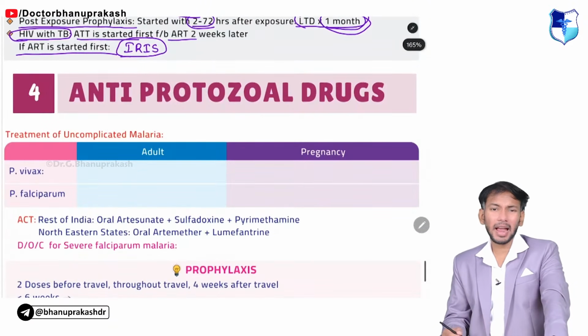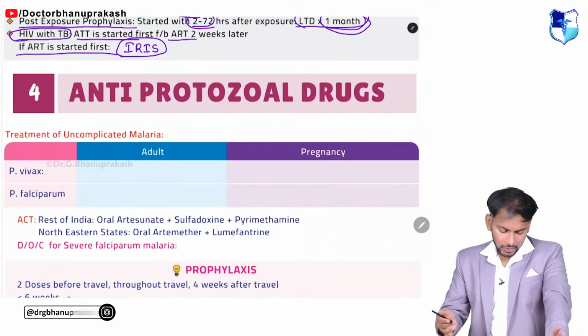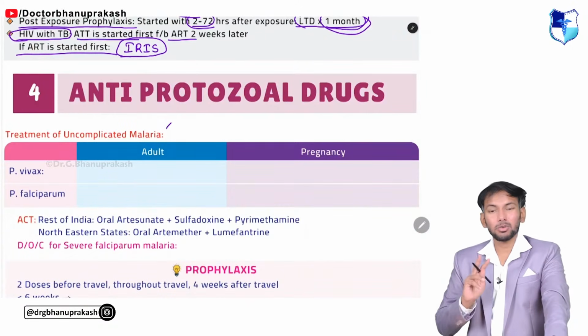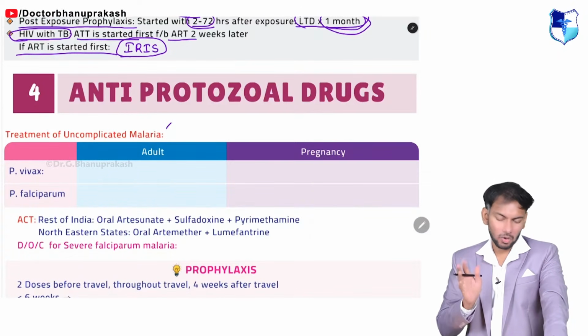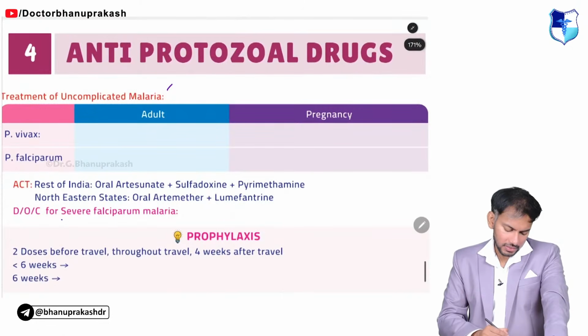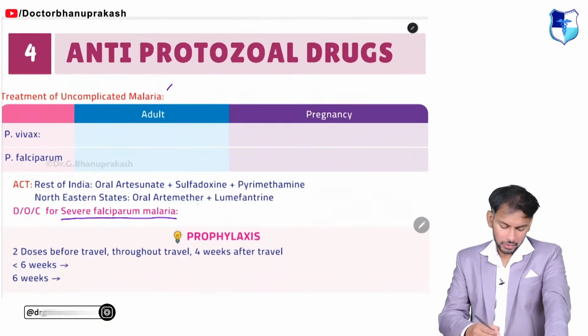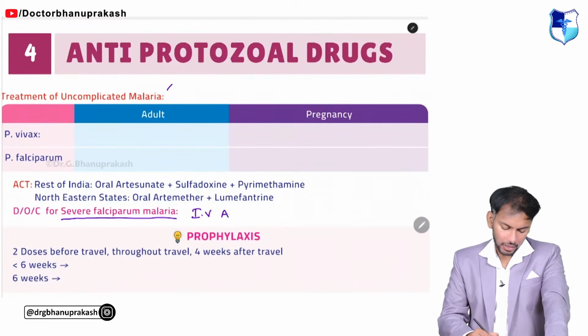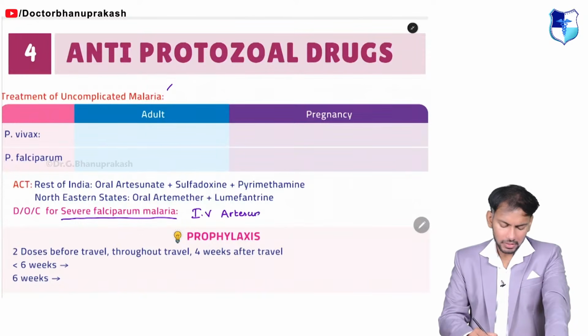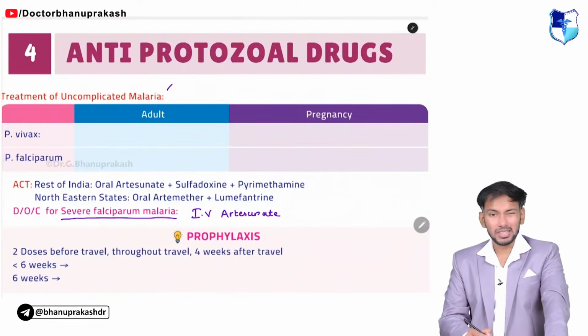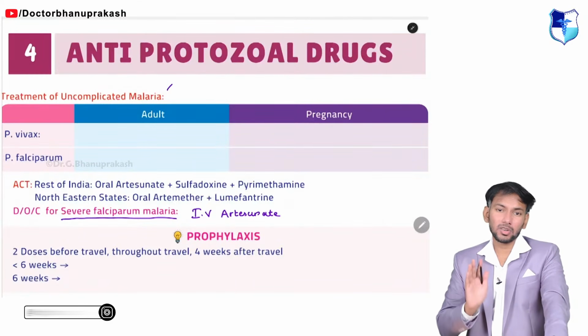Now, coming to the anti-protozoal drugs. In this, the most important one is malaria. We have 2 kinds of malaria, uncomplicated and complicated. See, in severe or complicated malaria, the drug of choice is simple. It is IV artesunate. That means there is brain involvement, there are seizures and so on. This is what is complicated or severe malaria.